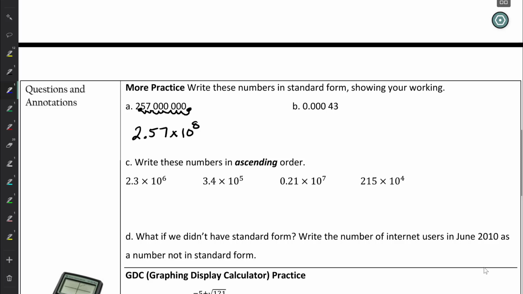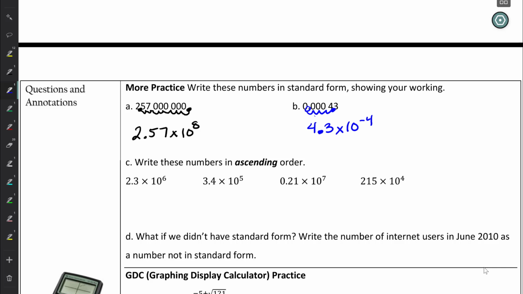Okay? The next one, here we're going to have to move it to the right, which means our k is going to be negative. Our first significant figure is 4. We count how many places that decimal had to move, and that was 1, 2, 3, 4. So we have 4.3. Since we moved it from left to right, it's times 10 to the negative 4.